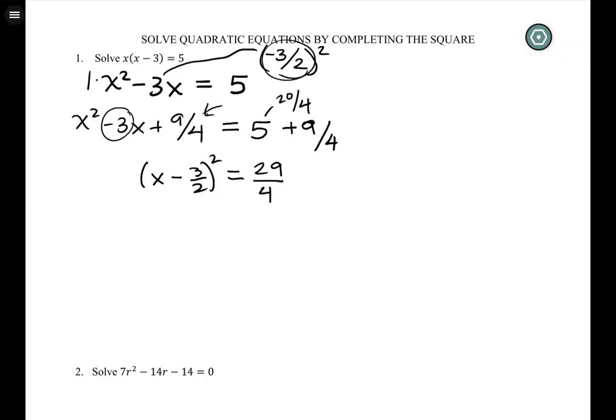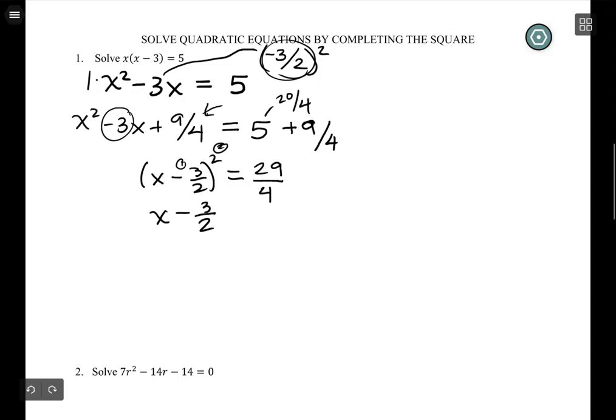So I need to reverse order of operations. So I'm seeing that the first thing done is I subtract 3 halves, and the second thing done is I square, which means I'm only going to have to get rid of 2 things. I'm going to get rid of the square root.